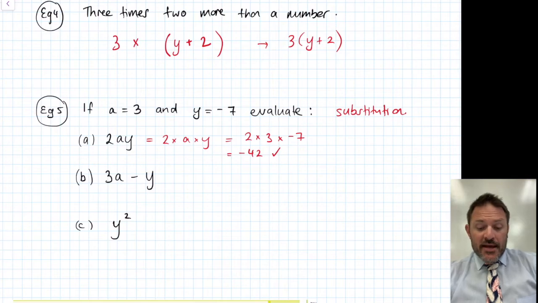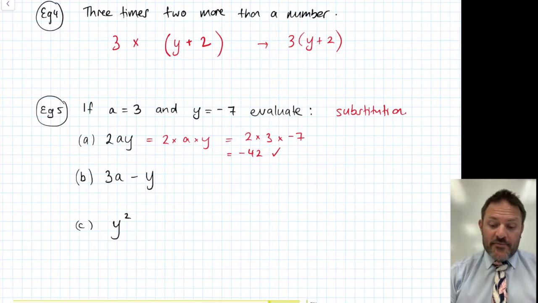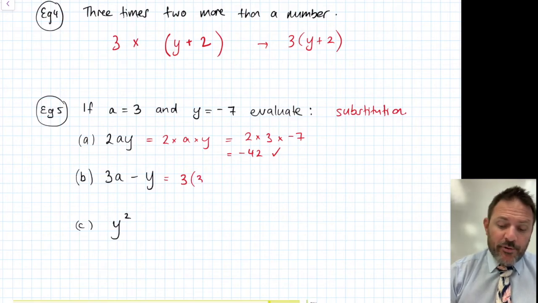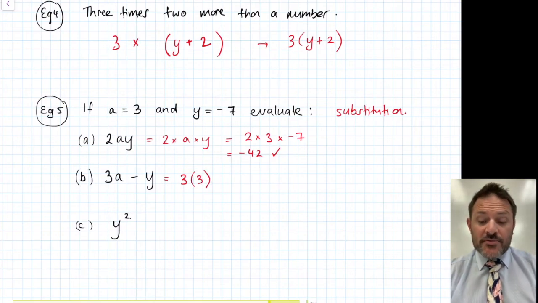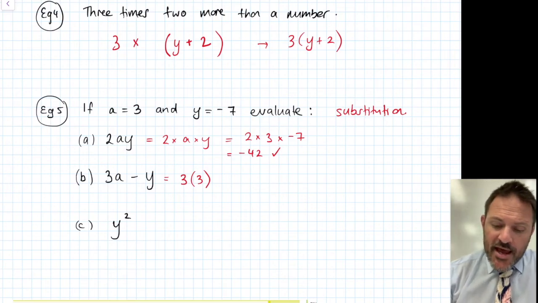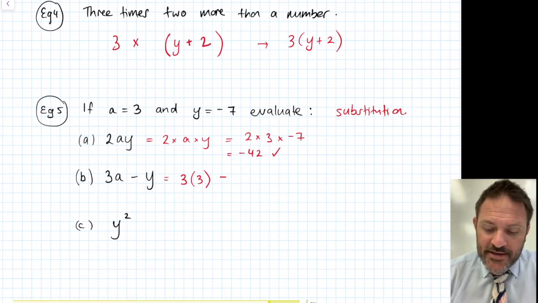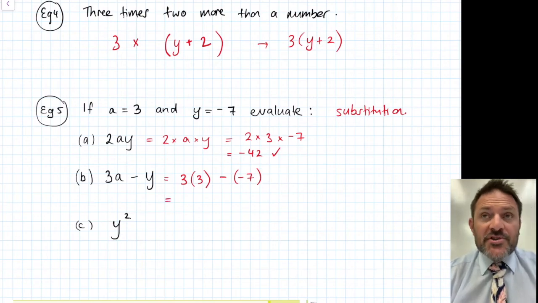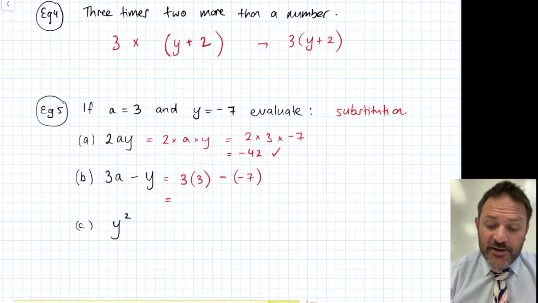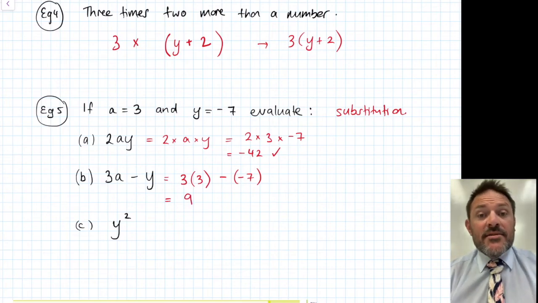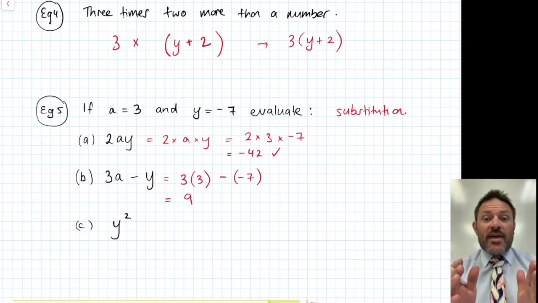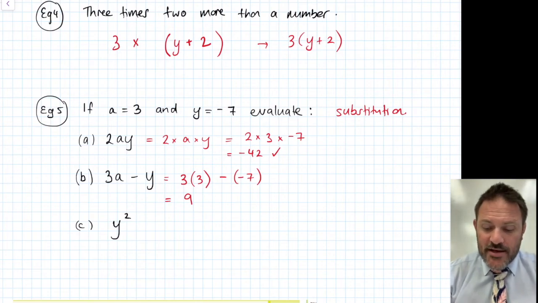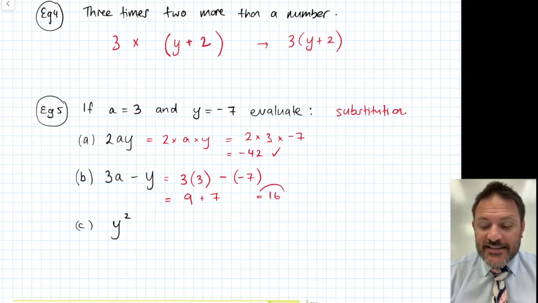Okay. The next one, we have 3a subtract y. Well, same thing, gents. I'm going to simply remove the a out and put a 3 there. You could say 3 times 3, or I could even put brackets like that. And then I'm going to put a minus, and I'm going to put my -7 in. Now, this one's a bit trickier because you're going to have 2 double negatives here. 3 times 3 makes 9. A minus and a minus, well, they're directly next to each other without anything in between apart from the brackets. So I'm going to put a plus there. 9 plus 7 is equal to 16.